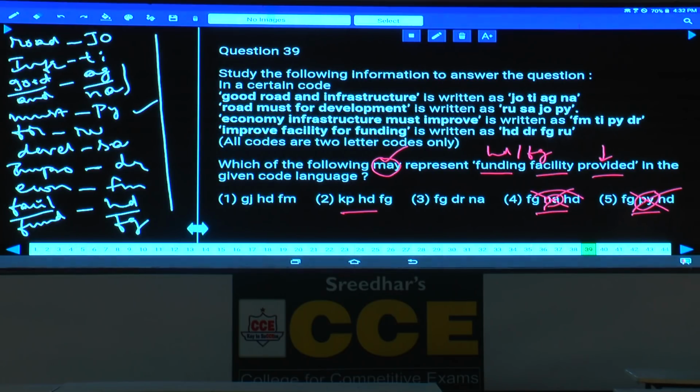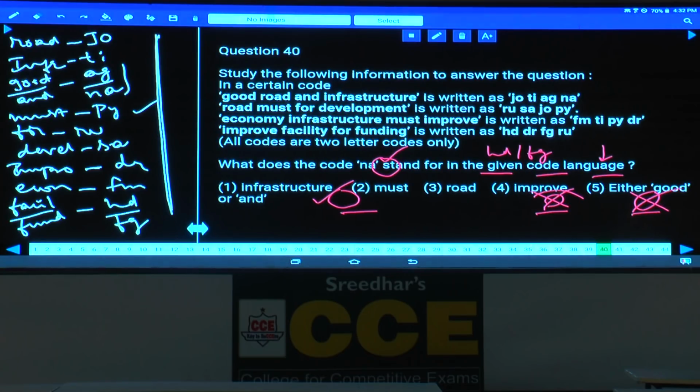Now finally we are left with choice 2. Now in choice 2, KP. Check out here, KP is nowhere given as the code for any one of these words, hence KP could be the code for provided. Hence what is your answer here? Choice 2 is the answer, 39. Then question number 40: what does the code NA stand for? NA stands for either good or end. Good or end, choice 5.